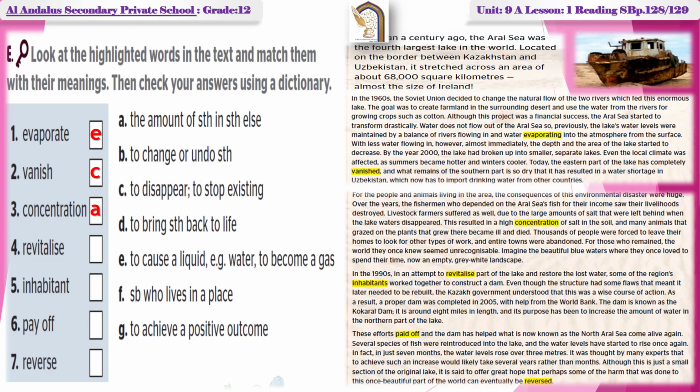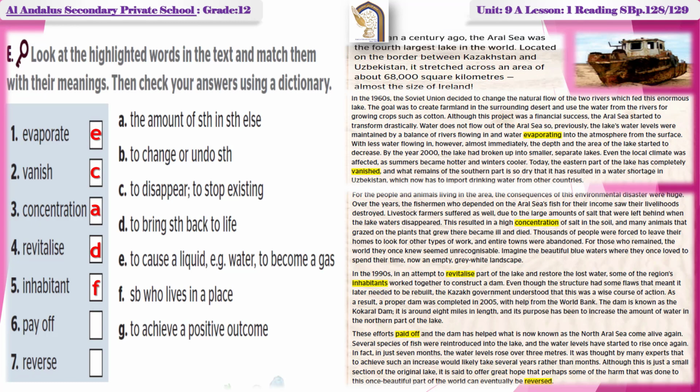Number 4. Revitalize. That's amazing. It is D. To bring something back to life. And number 5. Inhabitant. The inhabitants are some people who live in a certain area. So an inhabitant is somebody who lives in a place. This is F. Very good answer.